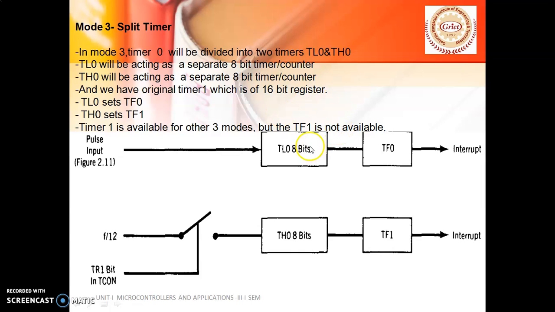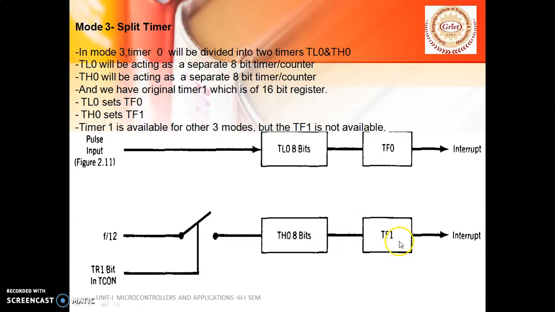If TL0 exceeds its maximum value, like here the TL0 maximum value is FFH, whenever it exceeds its maximum value, that is from FF to 00, then this TF0 will become 1, indicating that an overflow has occurred with respect to timer 0. So timer 0 is nothing but TL0. Similarly, if TH0 exceeds its maximum value, that is from FF to 00, then this TF1 will become 1, indicating that an overflow has occurred with respect to timer 1. So timer 1 is nothing but TH0 here.